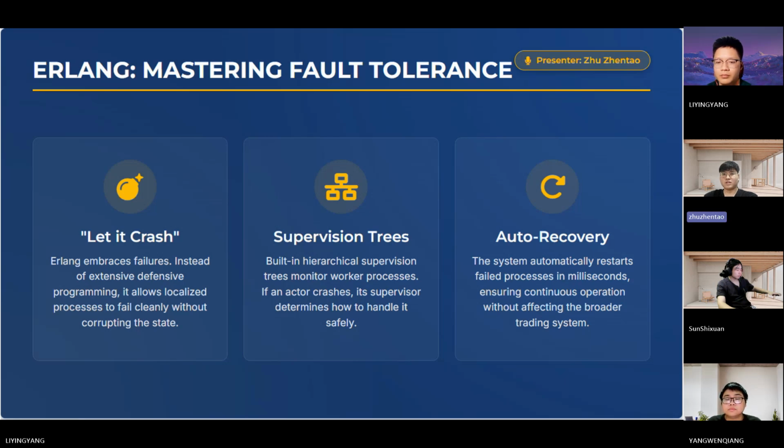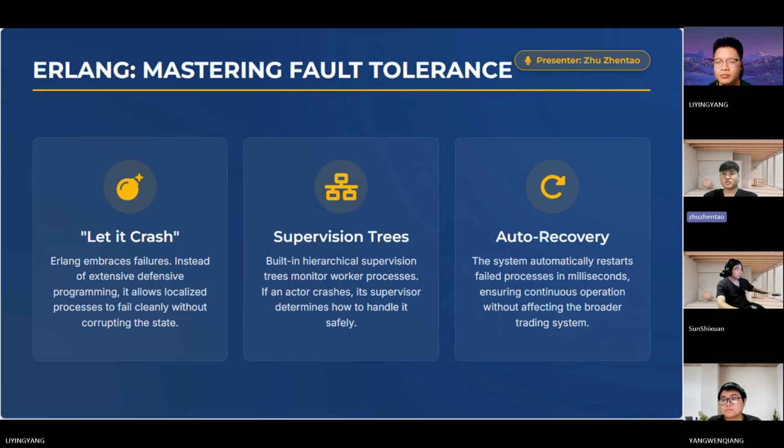Erlang also uses supervisor trees. A supervisor tree is like a manager in the system. It watches the other worker processes. If one worker process crashes, the supervisor can notice. Then the supervisor can restart the process automatically. For example, in a trading system, one process may be used to read market data. If the process suddenly fails, the supervisor can restart it quickly. The whole system does not need to stop, and that is very important for high-frequency trading because the system must keep running and respond very fast.